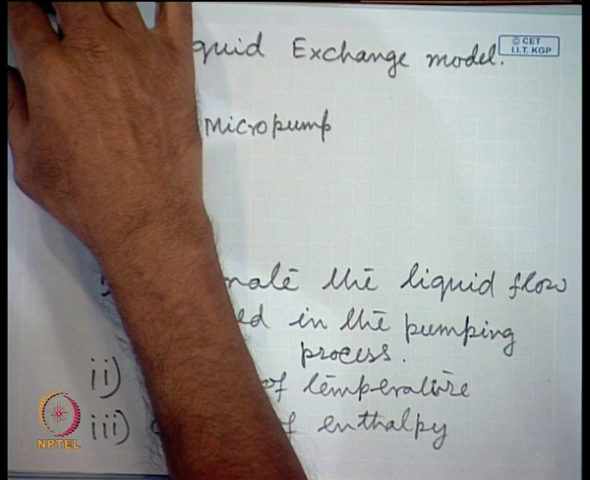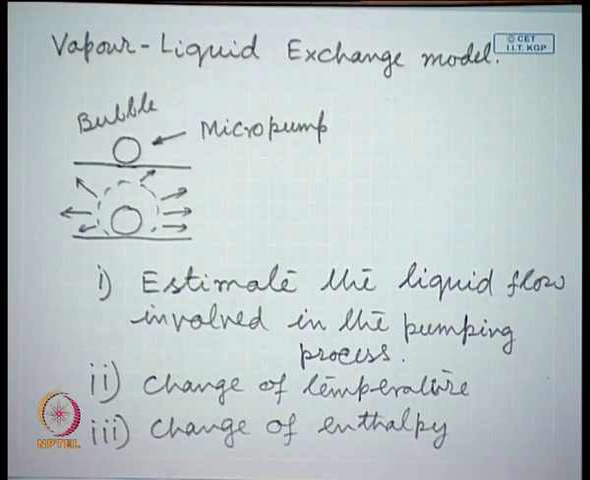Welcome back. We will continue with our previous discussion, where we were discussing different models of heat transfer during nucleate boiling. The present model in which we are interested is the vapor-liquid exchange model. As the mechanism has been described to you, a bubble, as it changes its shape and size, acts as a micro pump. When it expands, it pushes fluid. When it contracts or leaves the surface, it induces fluid motion towards the center of the bubble.